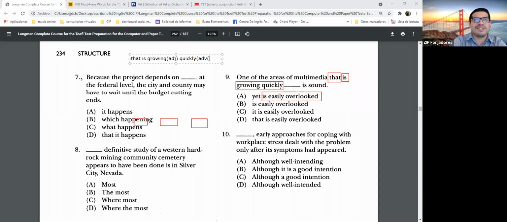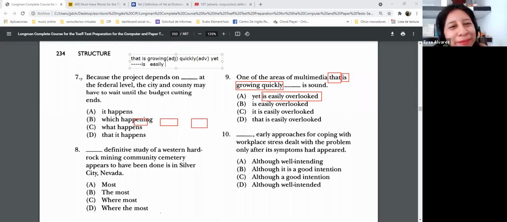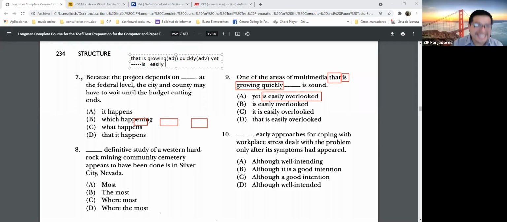Let's see, we have the same structure in the second clause after the conjunction that is yet, okay? Yet is the conjunction that is going to join. Is, that is the verb to be. We have the same one. We have is. Okay, is here. Then we have easily. What is easily? It's an adverb also. Okay, so this is strange because we don't have an adverb, an adjective, sorry.